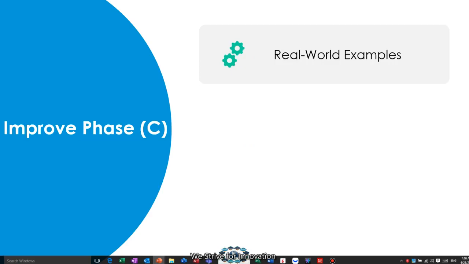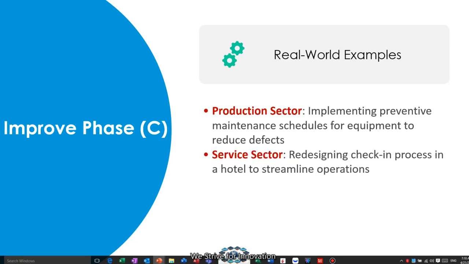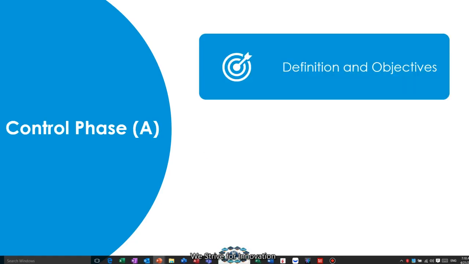Real world problem: if you are in the production sector, you will implement, for example, a preventive maintenance schedule for equipment to reduce defects. If you are in the service sector, you will redesign the check-in process in a hotel to streamline operation. Now we'll move to the control phase, which is the last phase of the DMAIC.